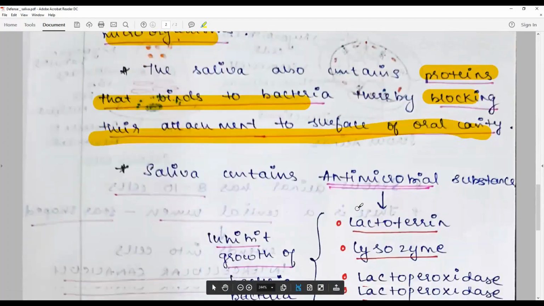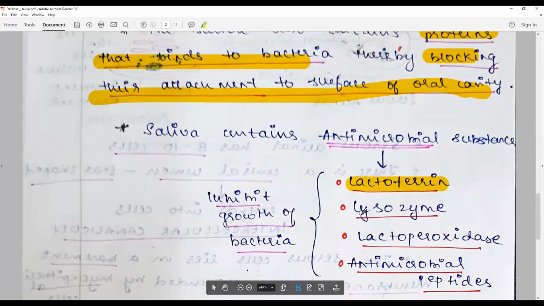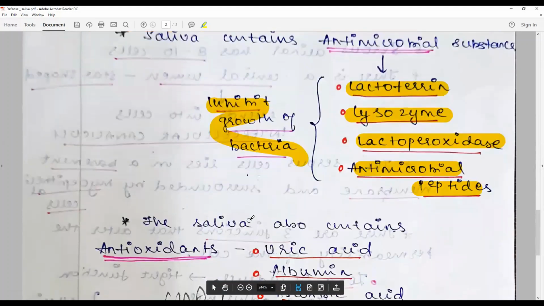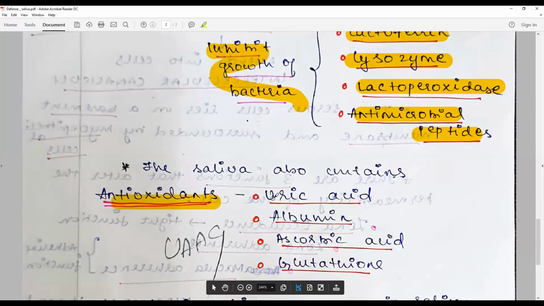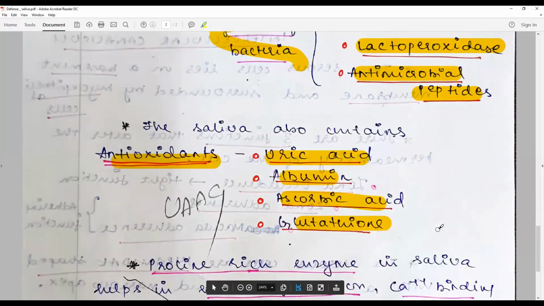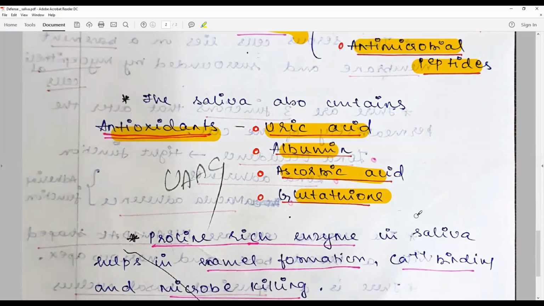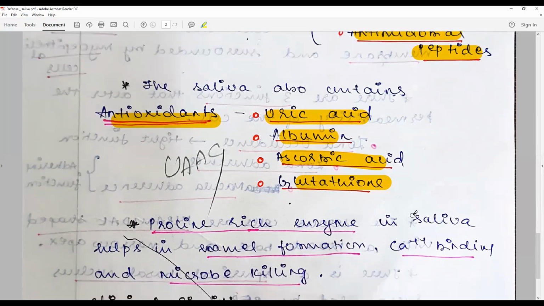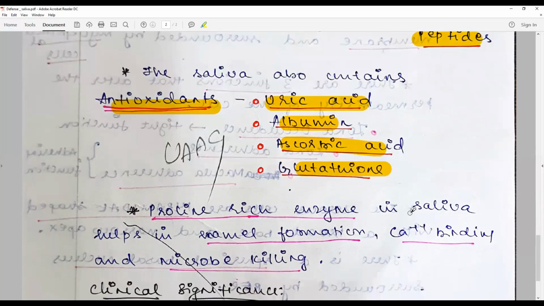They have antimicrobial substances such as lactoferrin, lysozyme, lactoperoxidases, and antimicrobial peptides that inhibit the growth of bacteria or destroy them. They have antioxidants such as uric acid, albumin, ascorbic acid, and glutathione that work via the redox pathway and act on the free oxygen radical pathway of the microbial content so that they are destroyed.